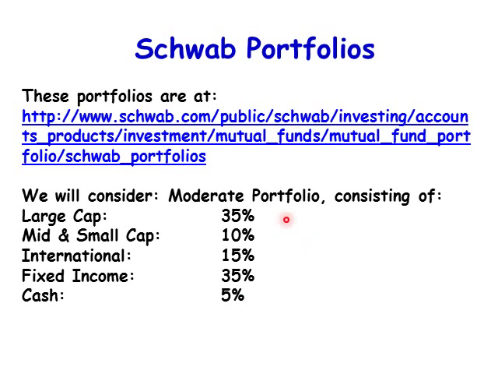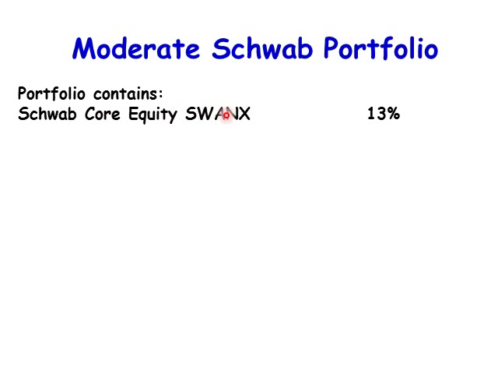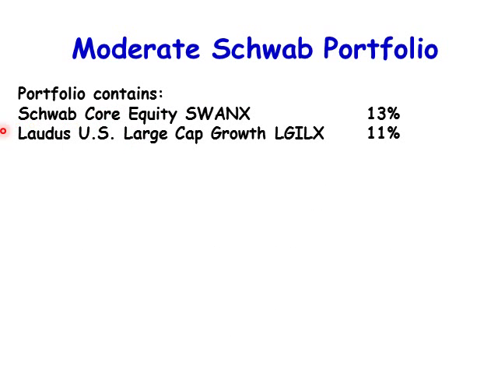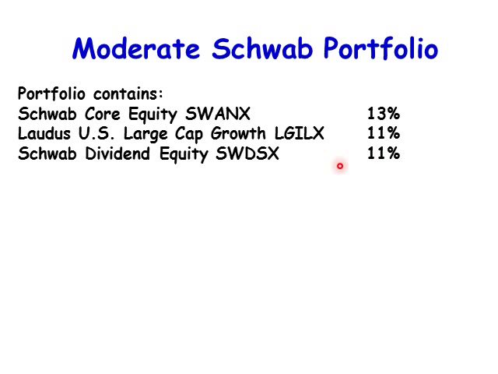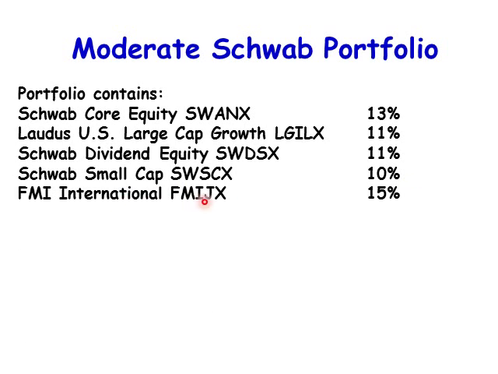Let's see how Schwab would implement this. Schwab's portfolio consists of Schwab funds here: Schwab Core Equity 13%, Laudus, which is also a Schwab company, Large Cap Growth Fund 11%, Schwab Dividend Equity Fund 11%, Schwab Small Cap 10%, and FMI International 15%. These first four are Schwab companies. So Schwab is trying to build the portfolio using Schwab funds.